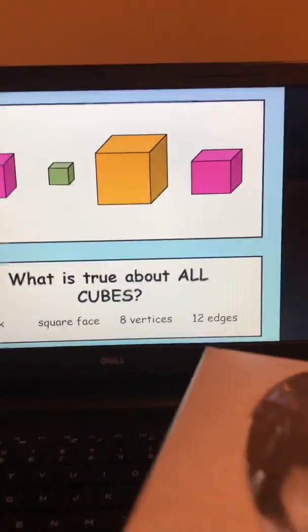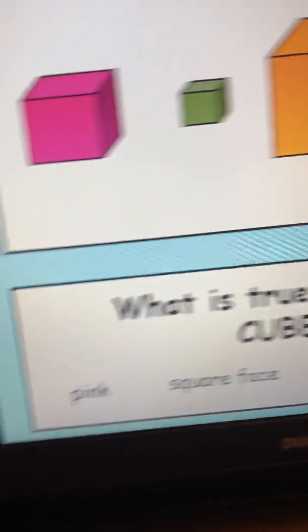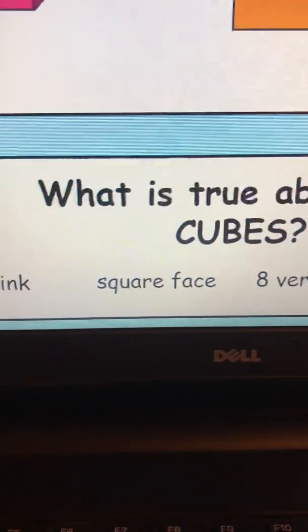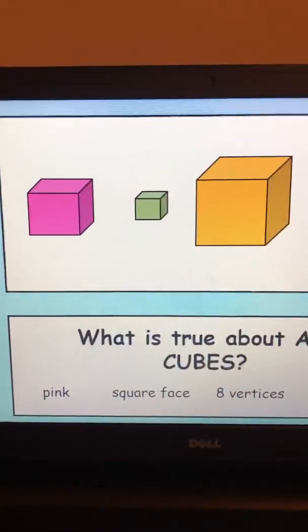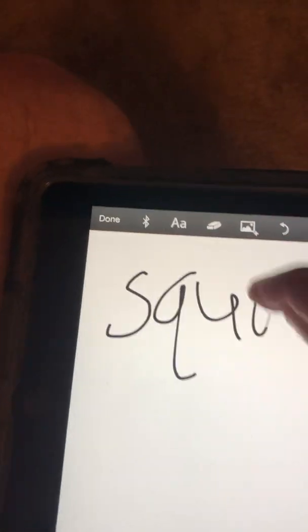So I have this tissue box. This is pretty close to a cube. Now, all cubes are not pink. What about the square faces? You can see it pretty well on this. Each face is a square. If they're not squares and they're rectangles, then it's going to be a rectangular prism. So yes, they all have square faces.